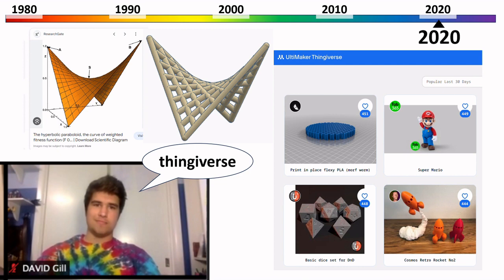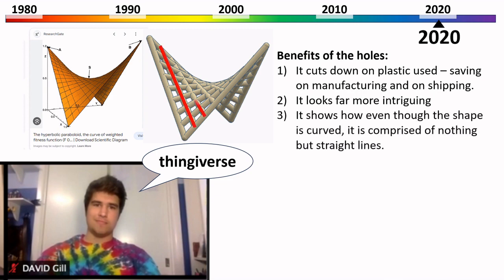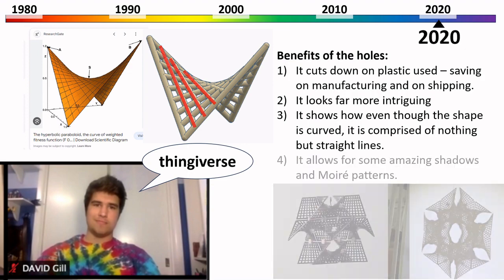I ended up taking that design and tweaking it quite a bit to make it more my own, changing the angle, changing the number of holes, and all that, but still the idea of having holes in it, I have to attribute to David and indirectly to Thingiverse. Benefits of having the holes: obviously it cuts down on the plastic used, and that saves on manufacturing costs and on shipping costs. Obviously, I think it looks more intriguing, too. And it shows how even though the shape is curved, it is composed of nothing but straight lines, which is a paradox in itself.